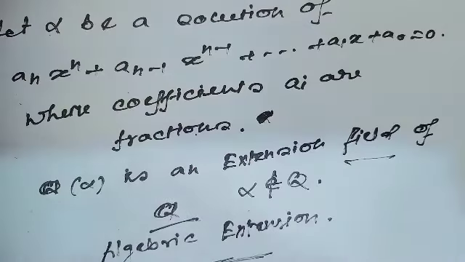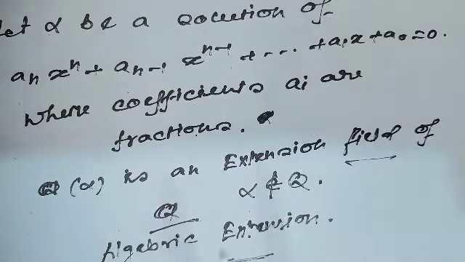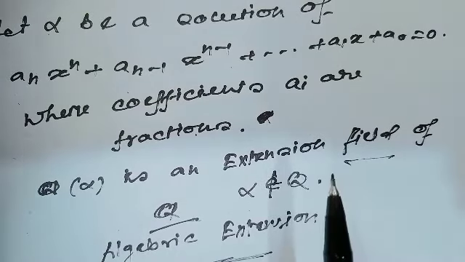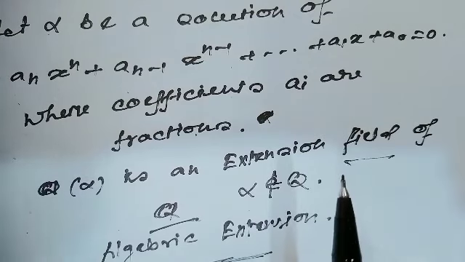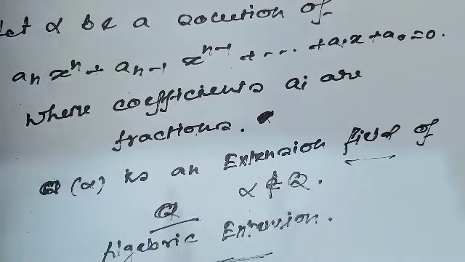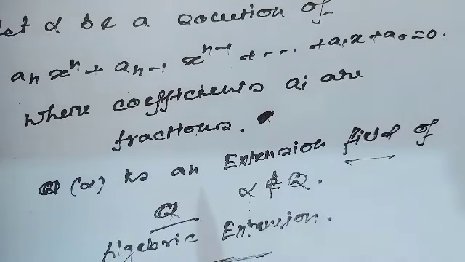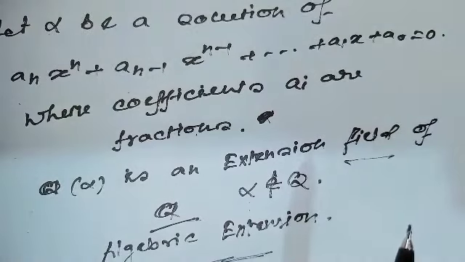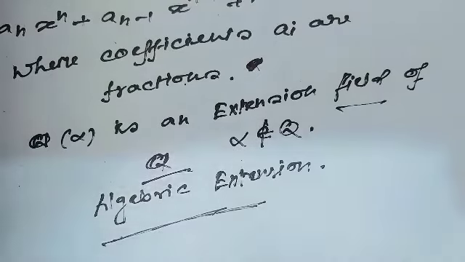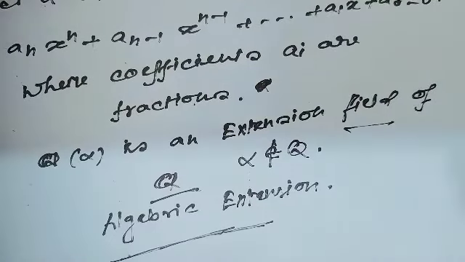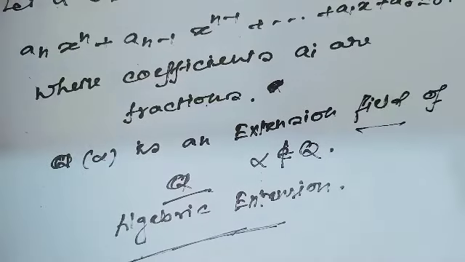Just recall the fundamental theorem of algebra. If a polynomial with rational coefficients does not have a root in the rational numbers, we all know by the fundamental theorem of algebra that it must obviously have a root in the complex numbers. So the complex numbers are an extension field of the rational numbers.